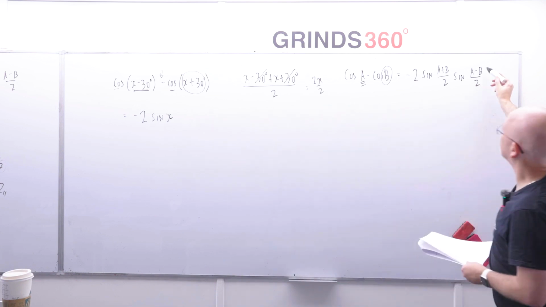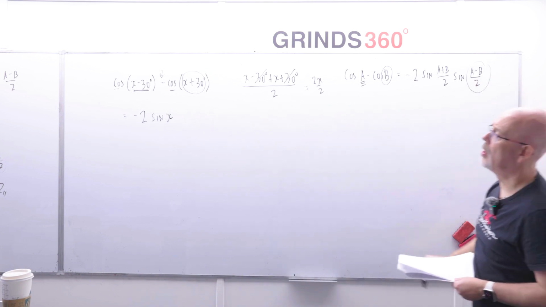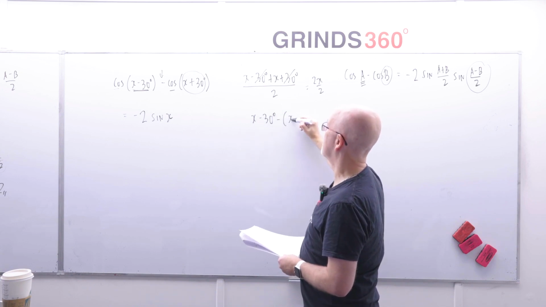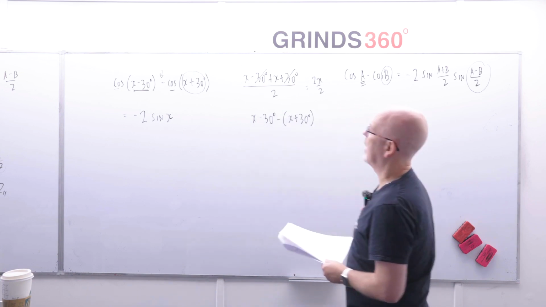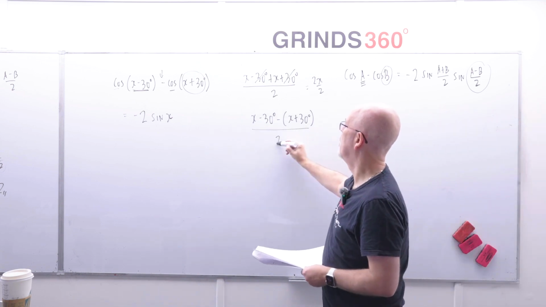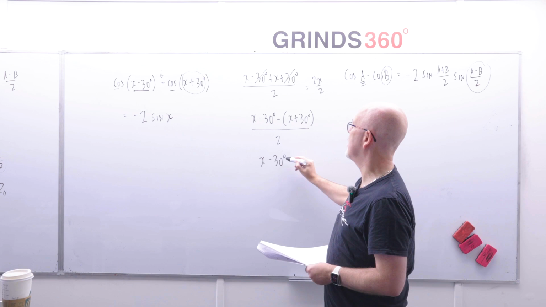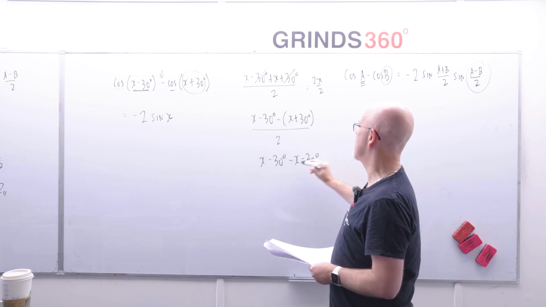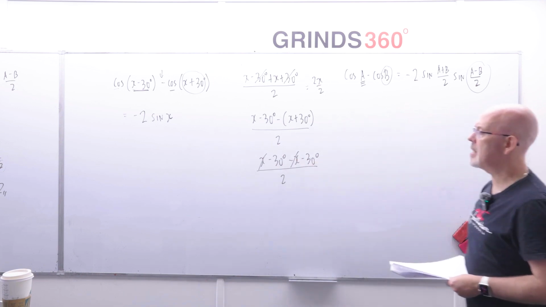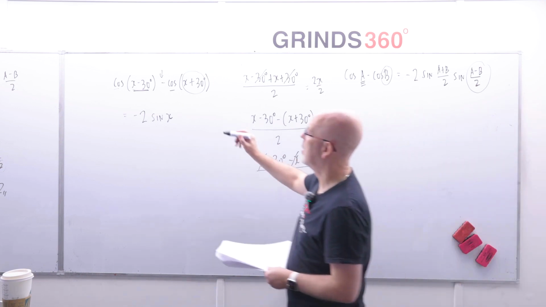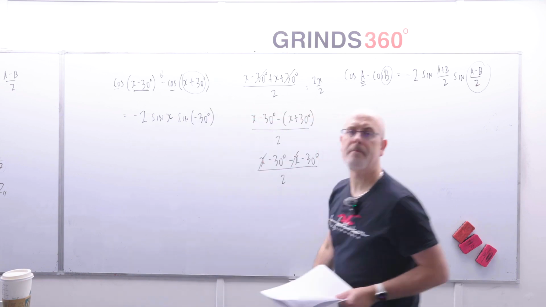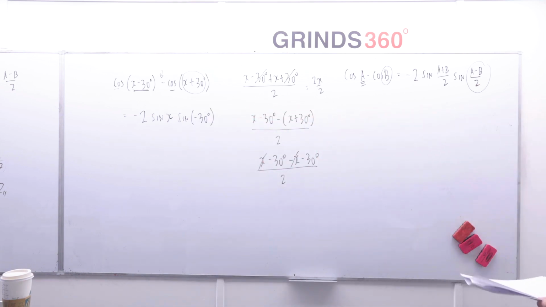So what about A minus B over 2? Well, A minus B is x minus 30 degrees minus x plus 30, and that's all over 2. So you're going to get x minus 30 degrees minus x minus 30 degrees, and that's all over 2. And this time the x's cancel, and I get minus 60 over 2, which is minus 30. So I get sine of minus 30 degrees.